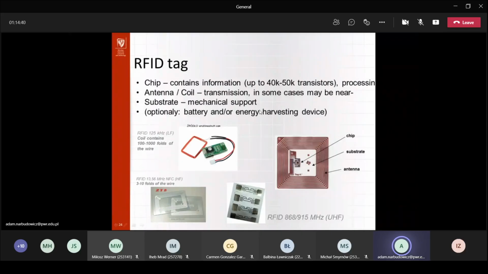Okay. There's typically a substrate, but that's mainly for mechanical support. And optionally, there can be either a battery or an energy harvesting device. Okay. So this is the distinction between active and passive tags. And of course, if you include a battery or any energy source within the tag, that can actually substantially increase the reading range of your device. Okay, so that's something that should be taken into account. All right.